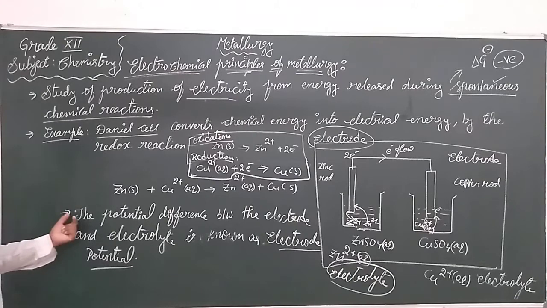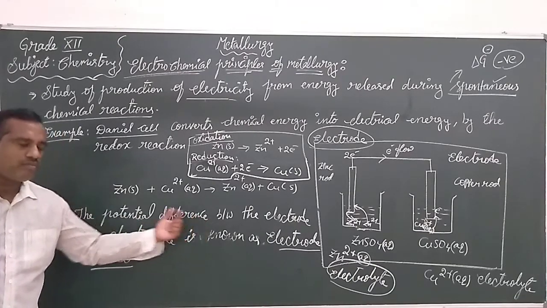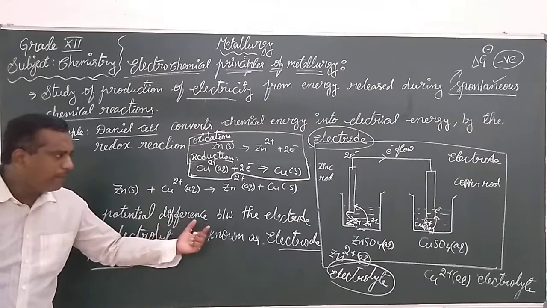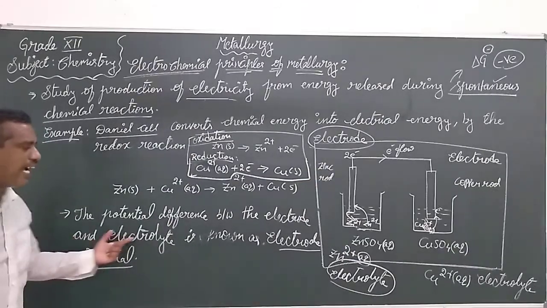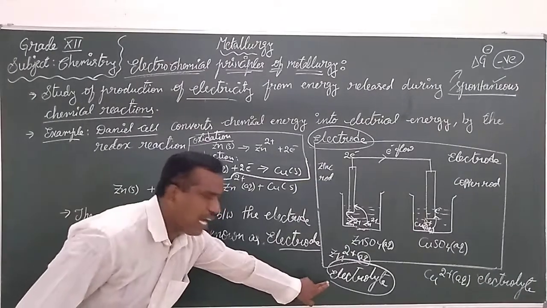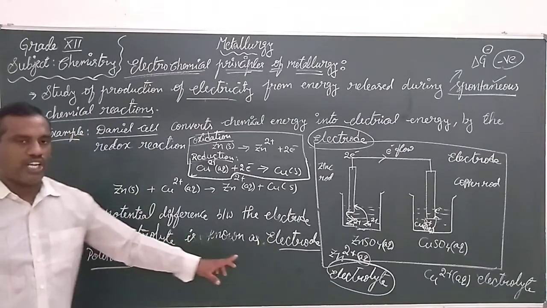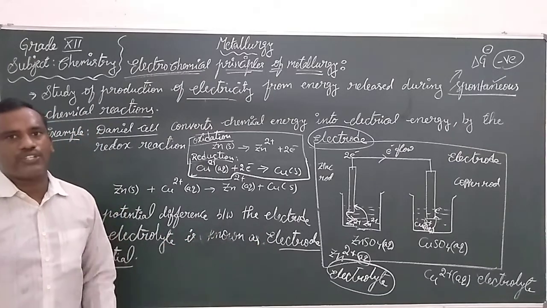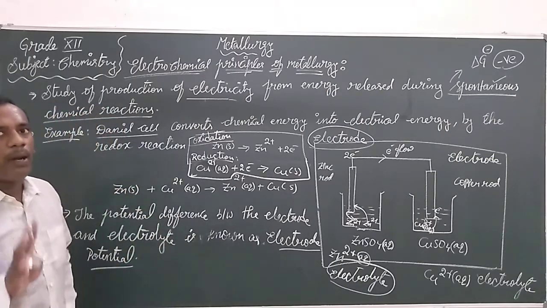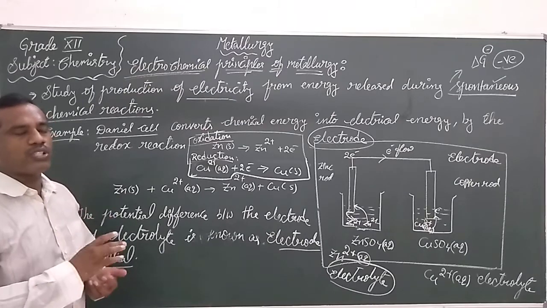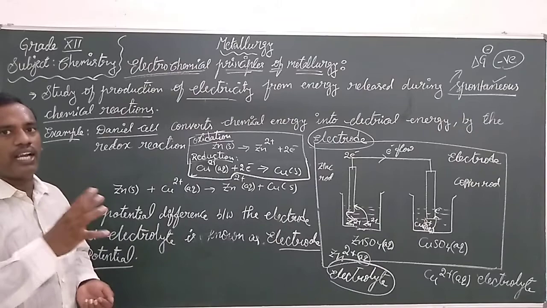Please observe, the potential difference between the electrode and the electrolyte is known as electrode potential. For each electrode, there will be one electrode potential. Now we are going to study the electrode potentials of some of the electrodes.